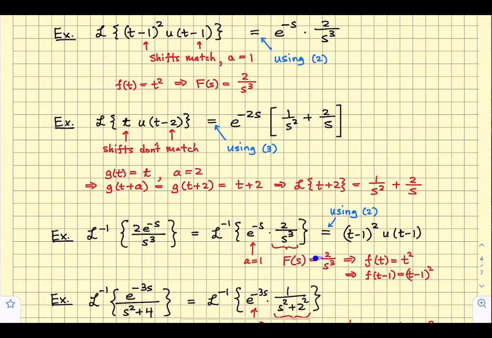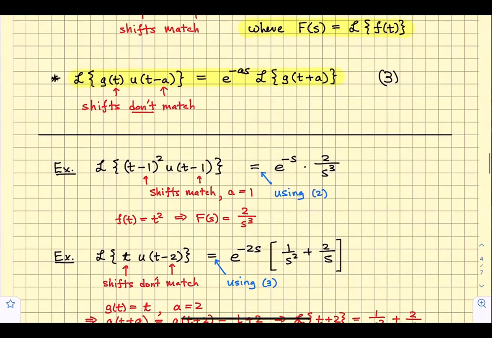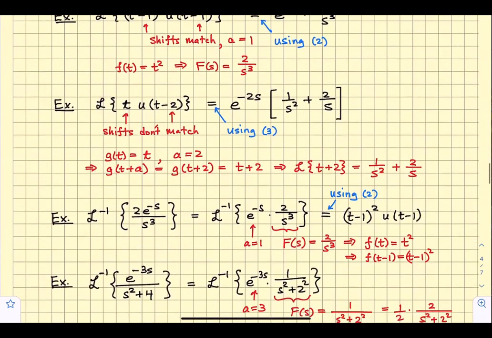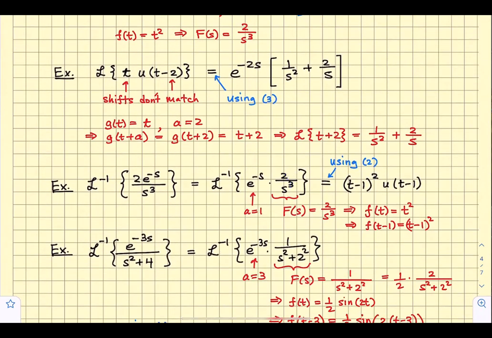If this is my big F of s, then according to my theorem, when I inverse transform, I know I'm going to get a u of t minus a, but I'm going to get f of t minus a, and little f is the inverse Laplace transform of big F. So I need to find the inverse Laplace transform, what little f goes with this big F. This is something we've been practicing in chapter 7.